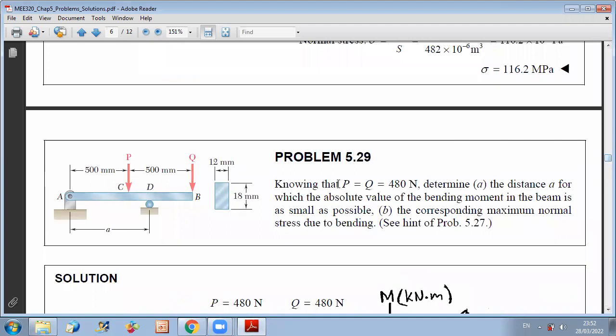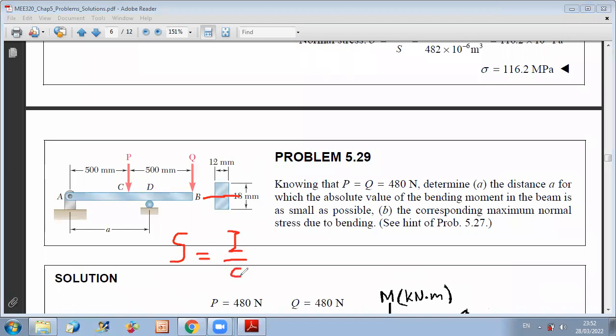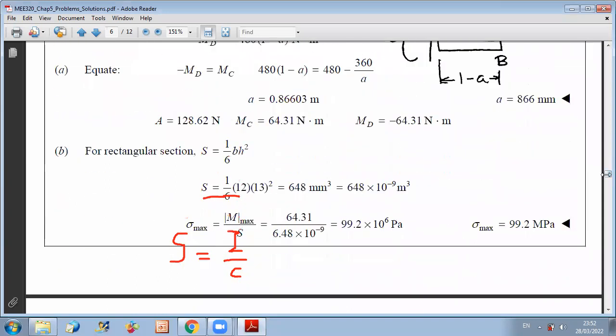If I look at my cross section, I have a rectangular cross section. For this rectangular cross section, I know that S is equal to I over C. If I replace I by BH cubed over 12 and C by H over 2, I get that the corresponding expression for my section modulus S is BH squared over 6. So now, calculating S for my beam and knowing the absolute value of the maximum bending moment, I can determine the maximum normal stress. The maximum normal stress is equal to the maximum bending moment over S.